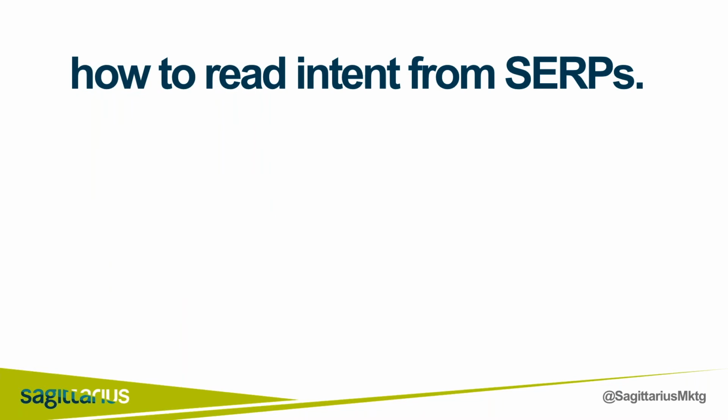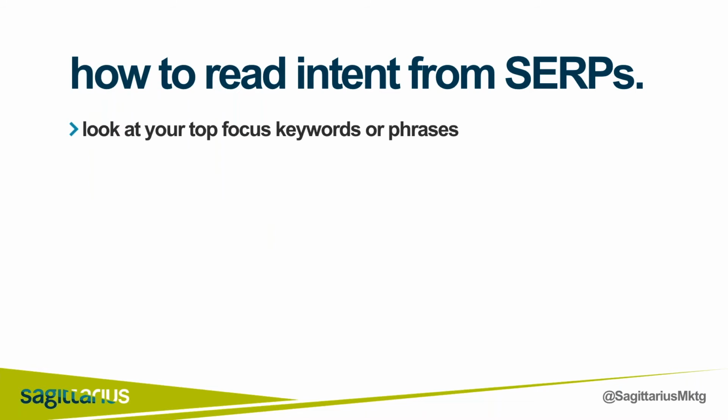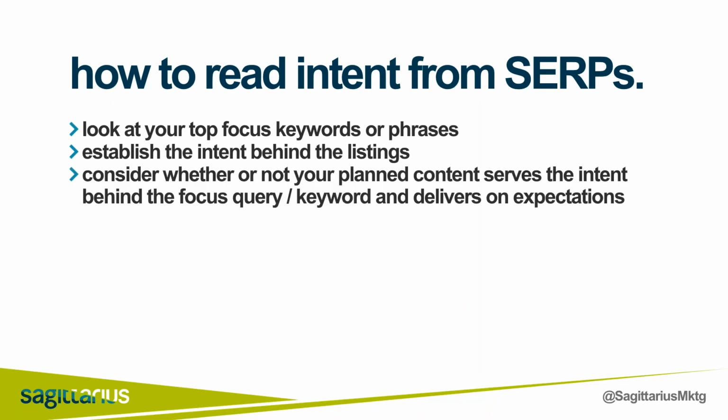So to recap then, how do you read intent from search engine result pages? You look at the top focus keywords or phrases. You look to establish the intent behind the listings. And that's the key there. So you'll be looking at the results page and understanding what Google is telling you about intent.